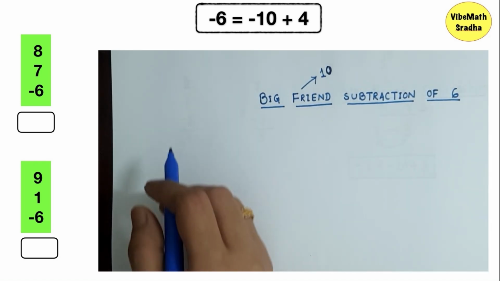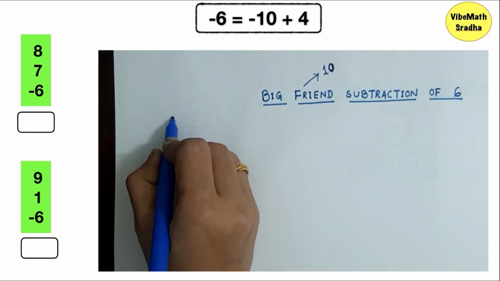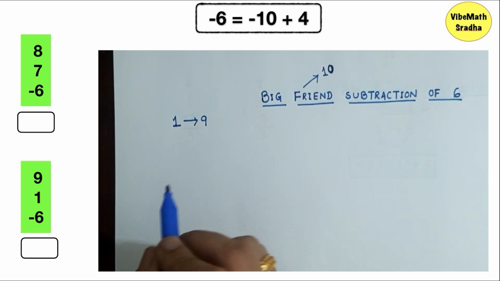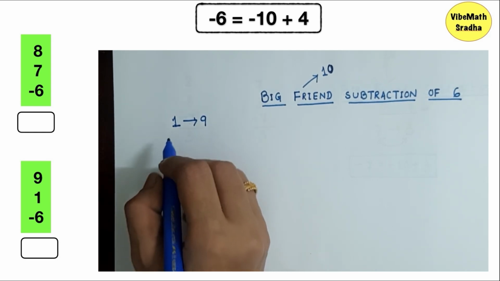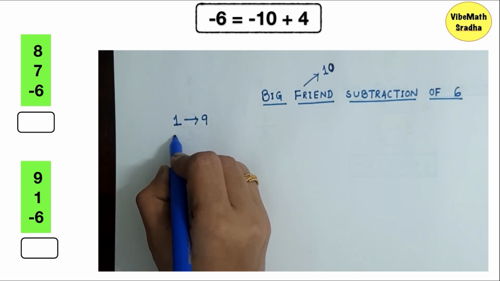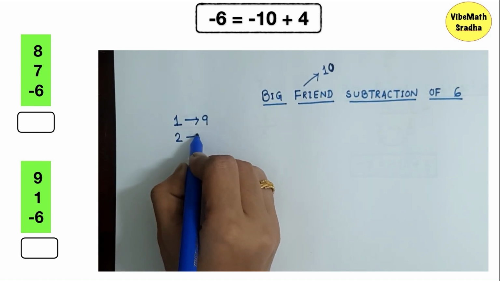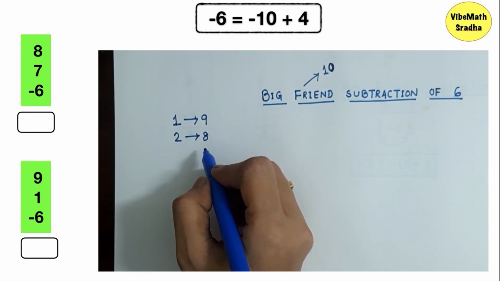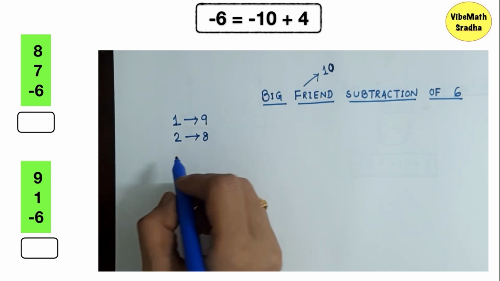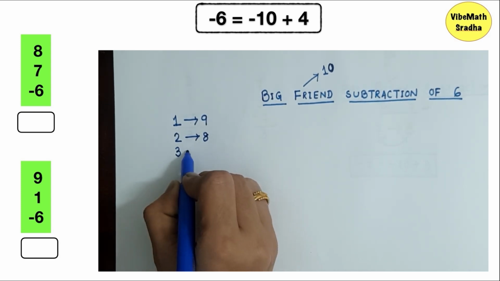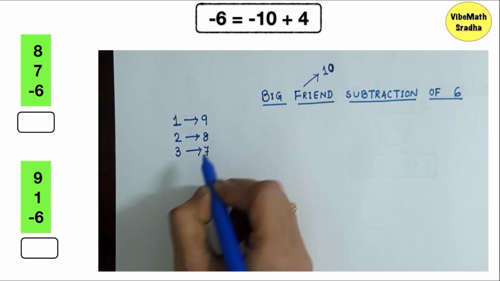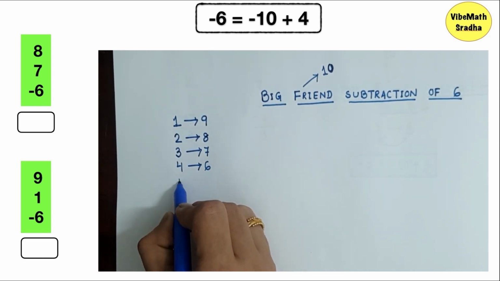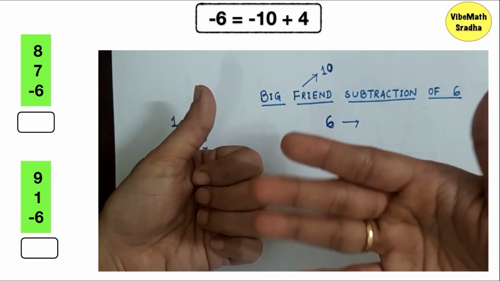right. So what is the big friend of 1? Big friend of 1 is 9. As we know, 1 plus 9 is 10. So, can you tell me what is the big friend of 2? The big friend of 2 is 8, because 2 plus 8 is 10. So, like this, what is the big friend of 3? It is 7. The big friend of 4 is 6. The big friend of 5 is 5.